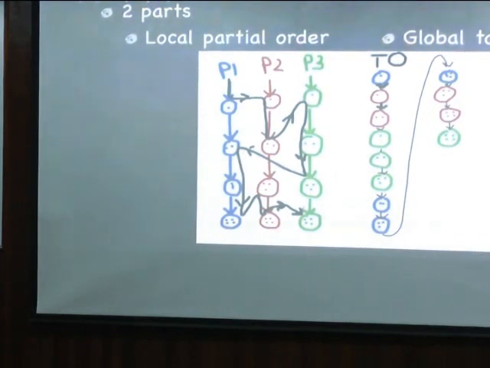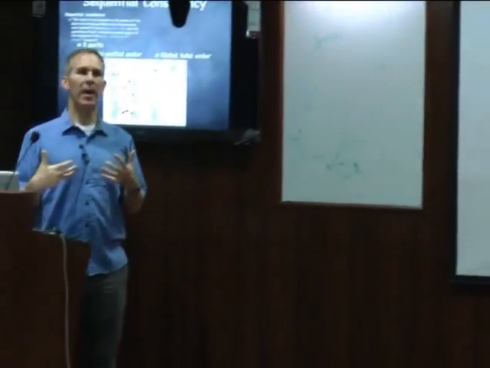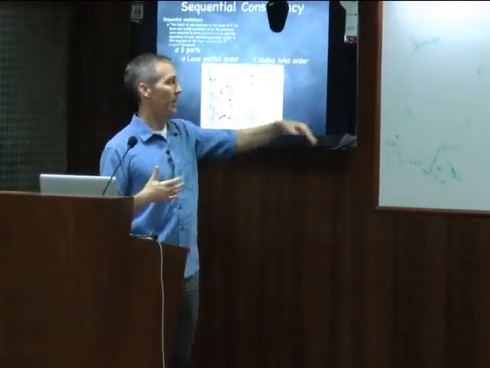Now, it doesn't mean, of course, that they all actually implemented in that order. Right? They're allowed to have concurrency, but the only concurrency they're allowed to have is concurrency that doesn't violate these constraints.